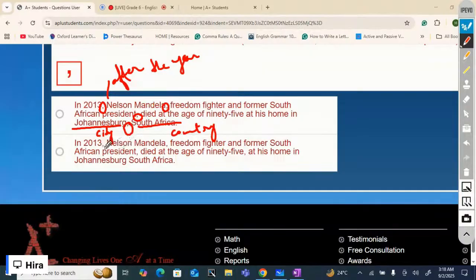But look at the second option. Well, yes, a comma is used after the year. It's fine. But this comma after died at the age of 95 is incorrect. And after the name of the city, no comma. So these are two wrong uses. So this seems incorrect. No problem, no problem. You'll understand it. This first one, I've given you reasons why the first one is correct. I hope you understand it.